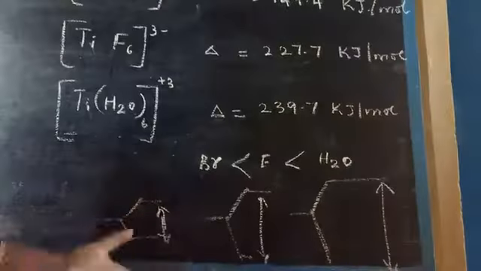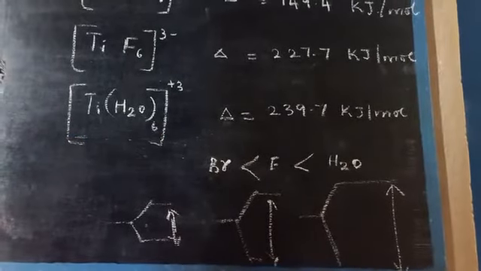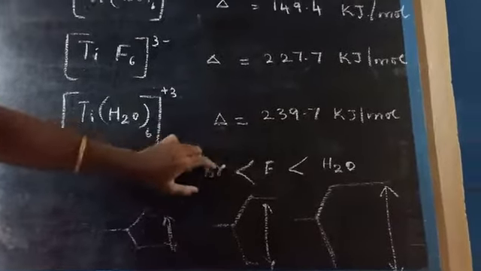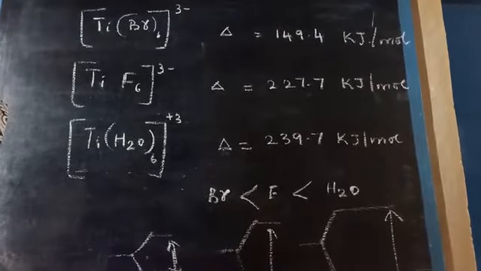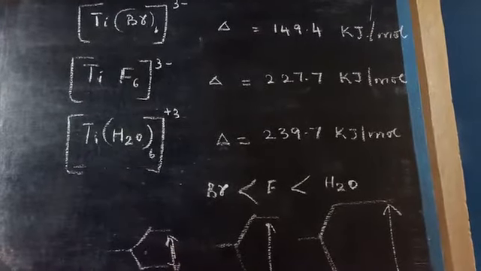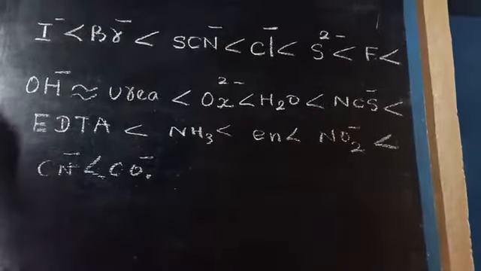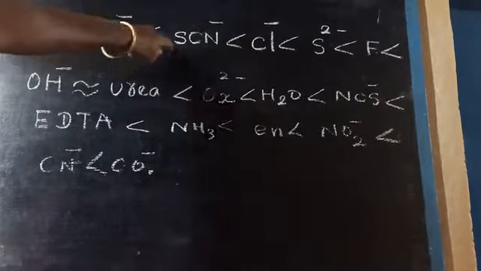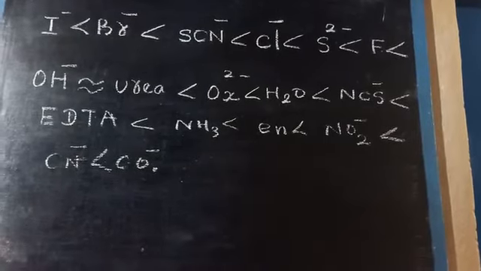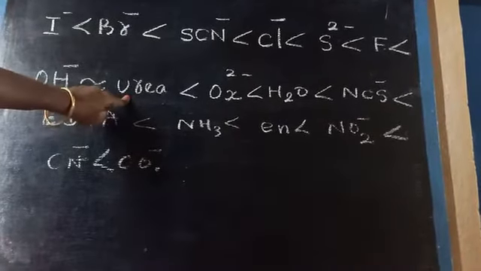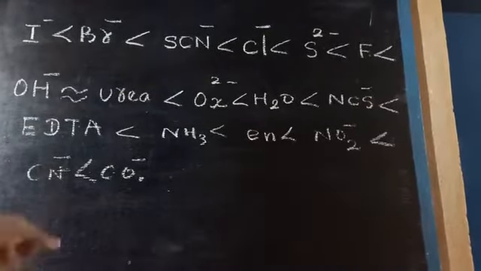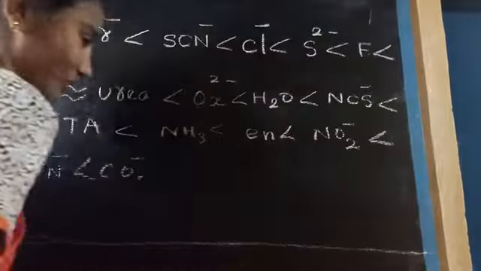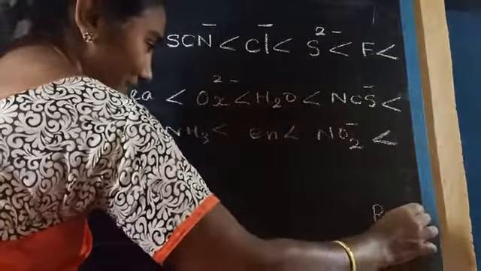Children, why we studied this topic: next time we are discussing the high spin complexes as well as low spin complexes, based on this nature of the ligand, to fill the electrons. This is the main concept, children. I'm writing the series, this one for ligands: I⁻, Br⁻, SCN⁻, Cl⁻, S²⁻, F⁻, OH⁻, urea, NH2CONH2, oxalate, water. In a textbook, all the series is given in a single line. Now here, the right side.